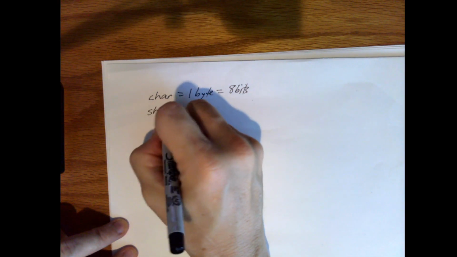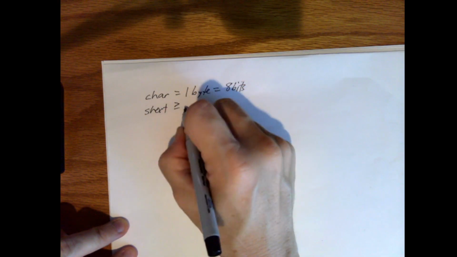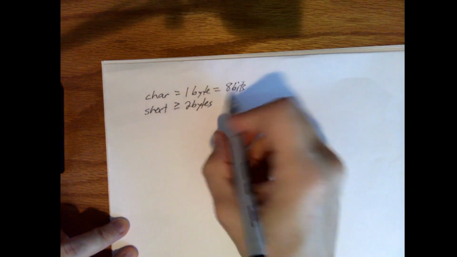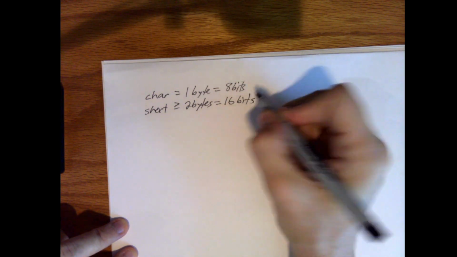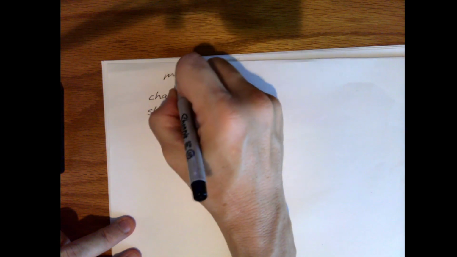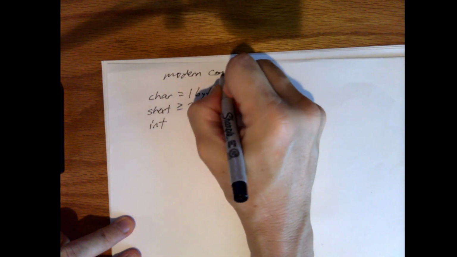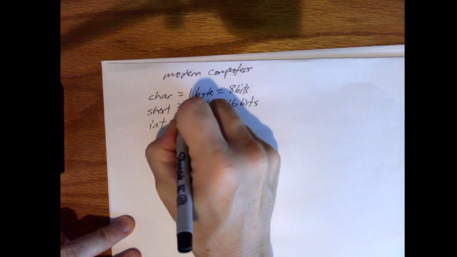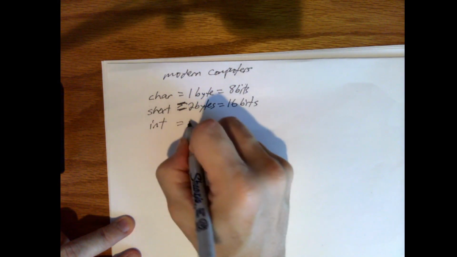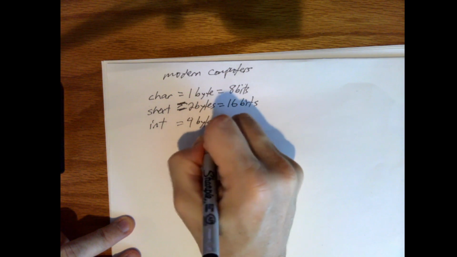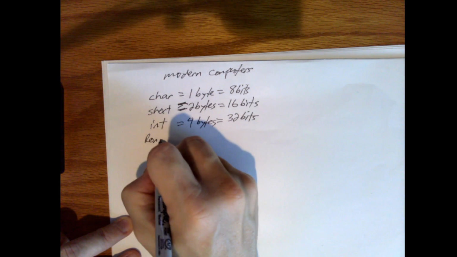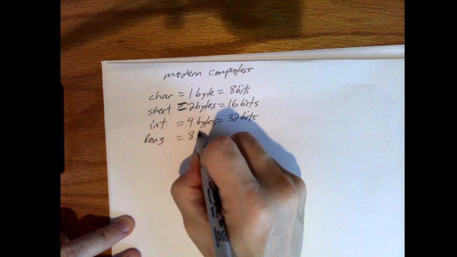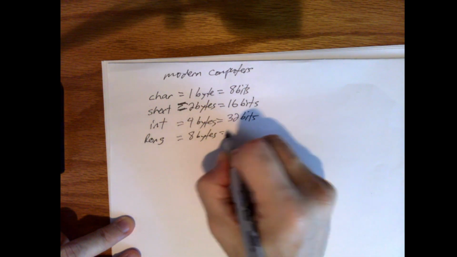A short is at least 2 bytes. And on modern computers, they are 2 bytes. That's 16 bits. An int on modern computers, let's do all these on modern computers, this will be 4 bytes, which is 32 bits. And a long is equal to 8 bytes, which is 64 bits.